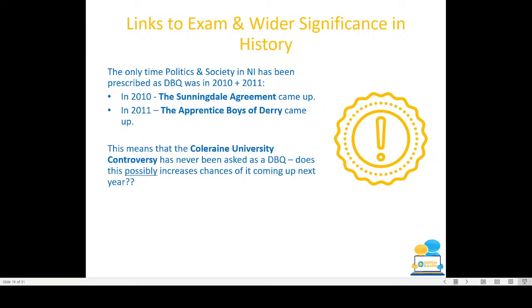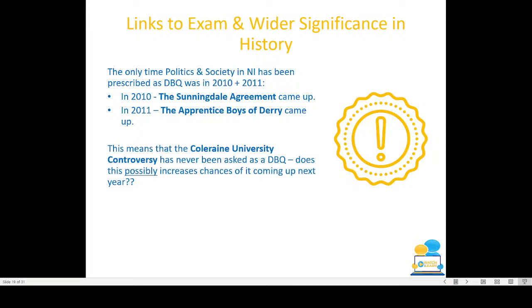So if we look at last year, the last documents-based question was USA and the wider world. So just like Northern Ireland here, space race. Essentially, I'm not going to go into too much detail here, but one case study hadn't been asked before. Everyone kind of banked on that it was going to come up, and it didn't come up. So I'm not going to suggest here that the Coleraine University is going to come up as our documents-based question next year. There's no point in just tunnel holing ourselves and only picking one documents-based question.